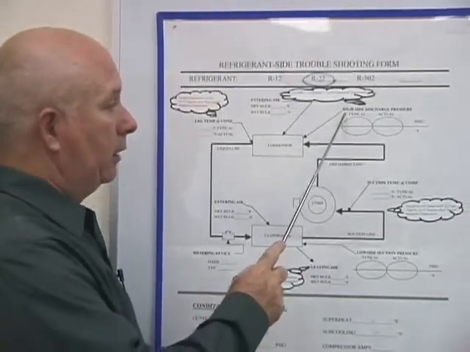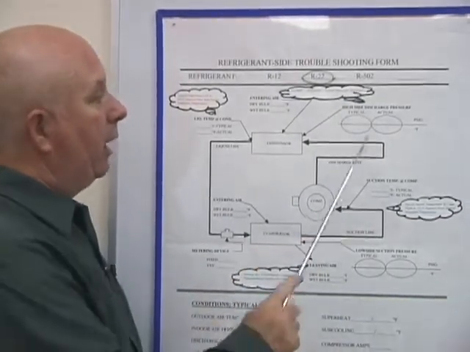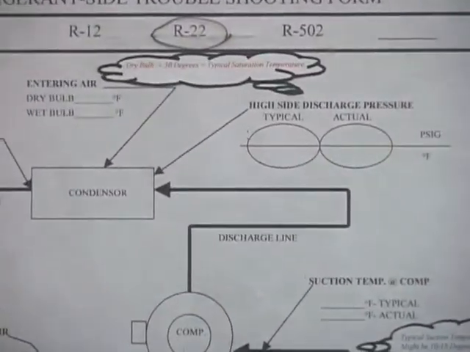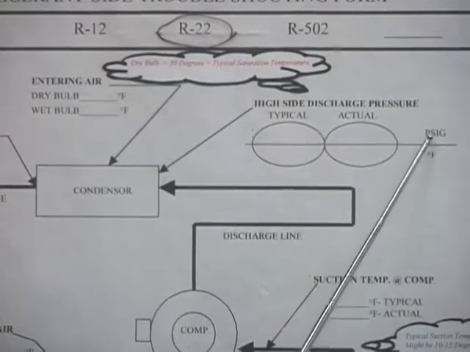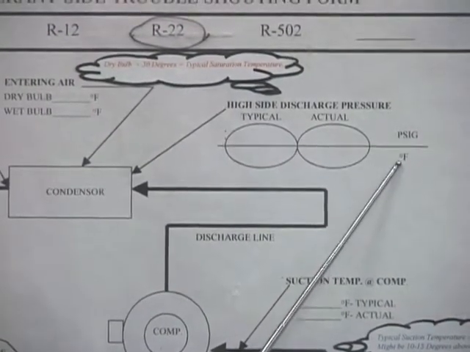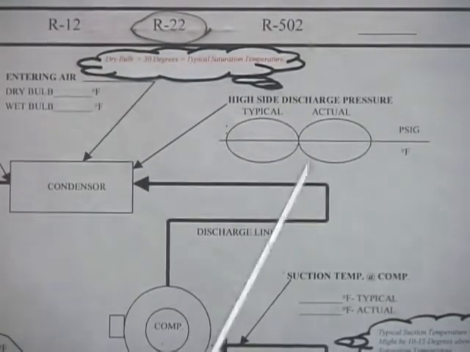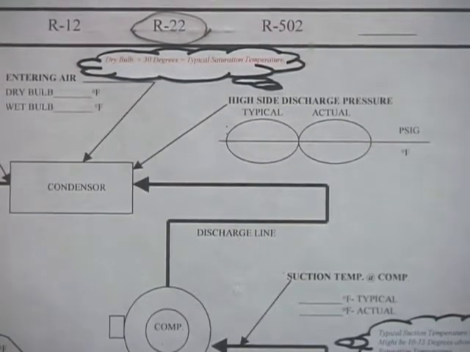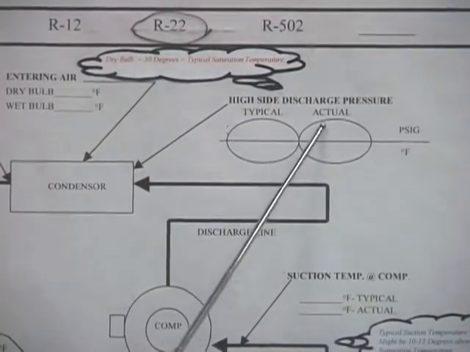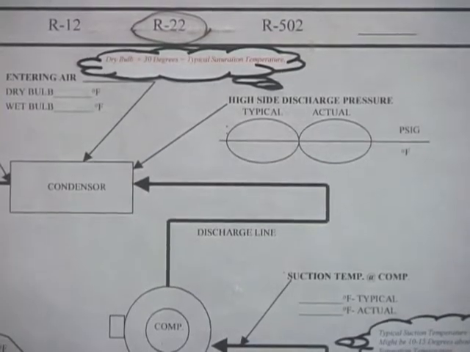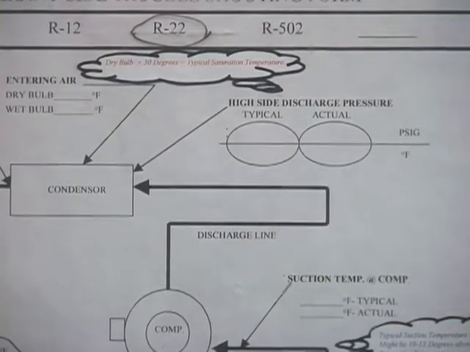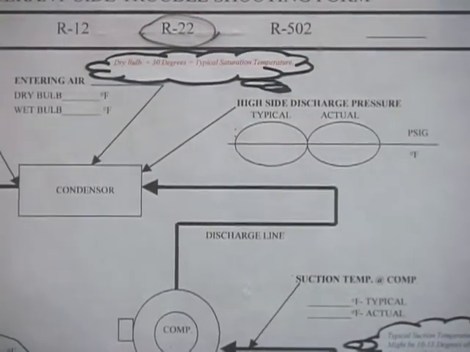So you're going to take the high side discharge pressure, and there is what is known as typical and actual. All we're dealing with right now is the actual. And you notice that it's in PSIG, and you have to convert it to a temperature, and this temperature should represent the saturation temperature. Now, the saturation temperature can come from your pressure using your PT card, pressure temperature card, to get that temperature. That temperature is the saturation temperature.